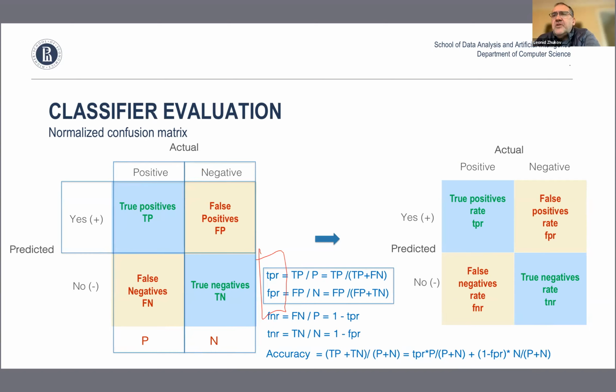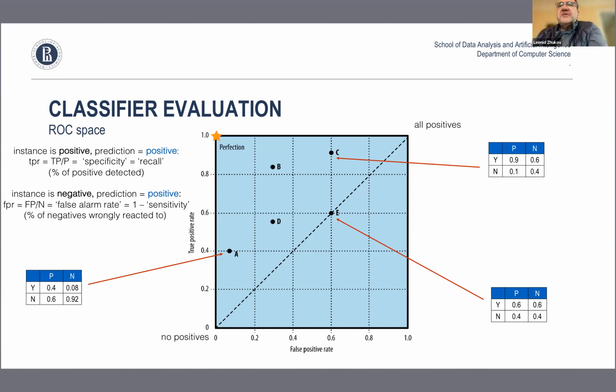false positive rate. The true positive rate is the ratio of the number of true positives, which are the correct predictions of the positive class, to the total number of positives. And the false positive rate is the ratio of false positives, predicting that something is positive while it is not, divided by the total number of all negatives. It might be confusing at the beginning, but it's one of those things you get used to.